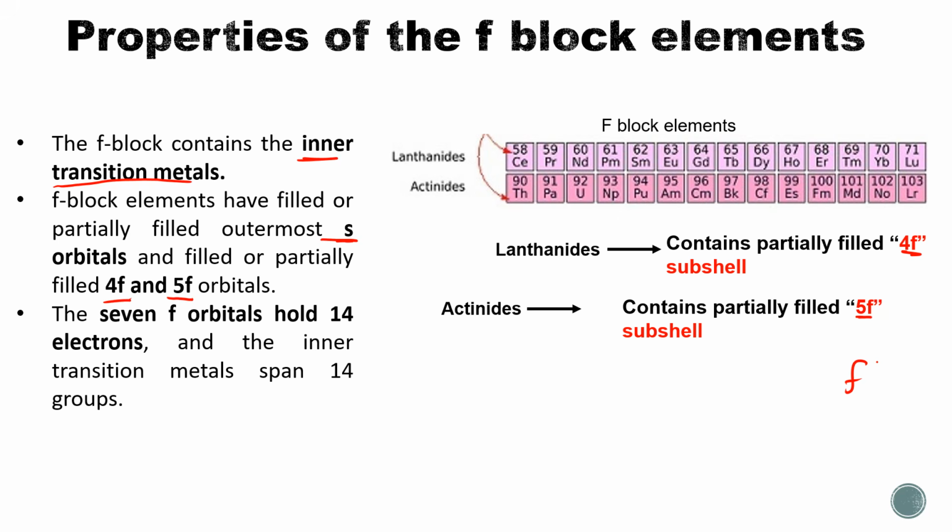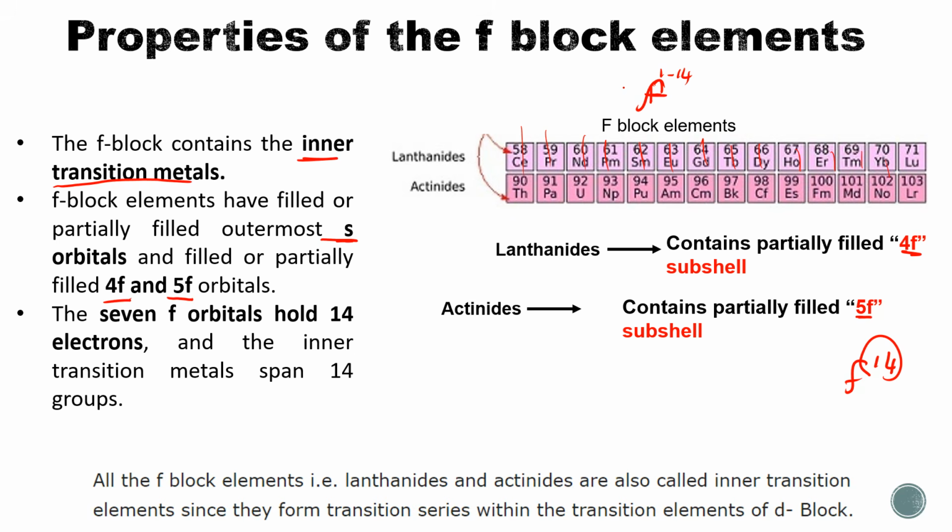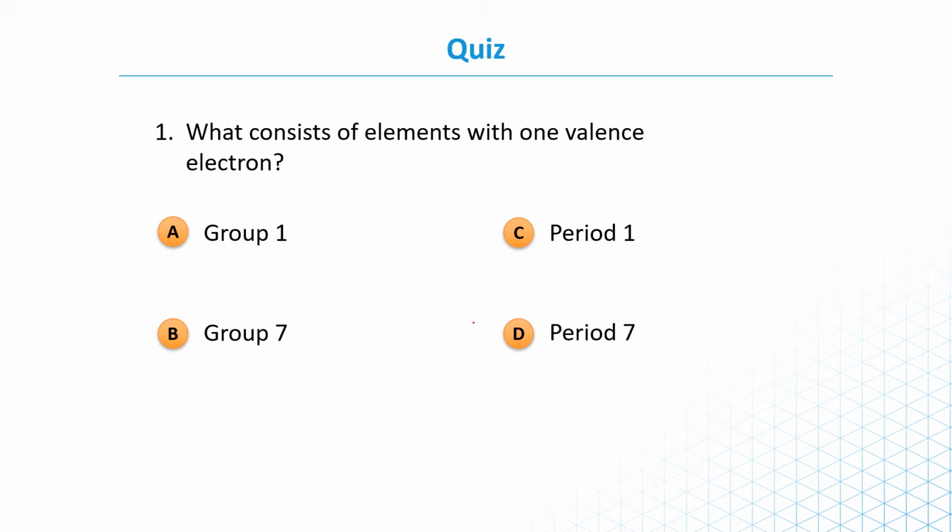Now you know that the F can take 14 electrons because we have 7 orbitals in it. So you will notice that there are 14 columns here. So the block F is from 1 to 14, because the F can take up to 14 electrons. Okay, and that's the end of the lesson. Let's go and work out some questions here.